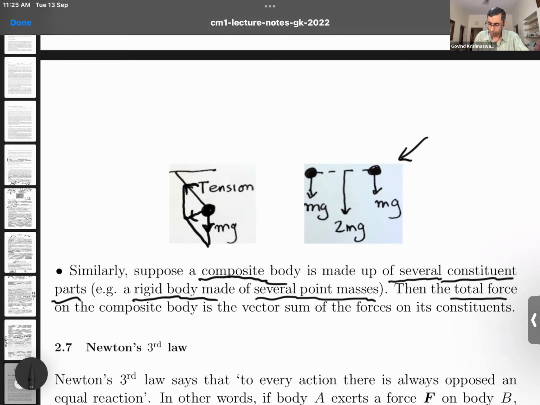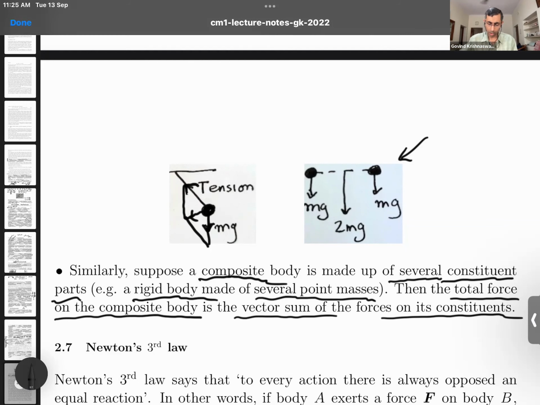Then we have a concept of the total force on the composite body. It is defined as the vector sum of the forces on its constituents. This is a useful concept. It comes into its own when we discuss bodies made up of several parts, which we'll talk about later, hopefully. But this is a very elementary example.